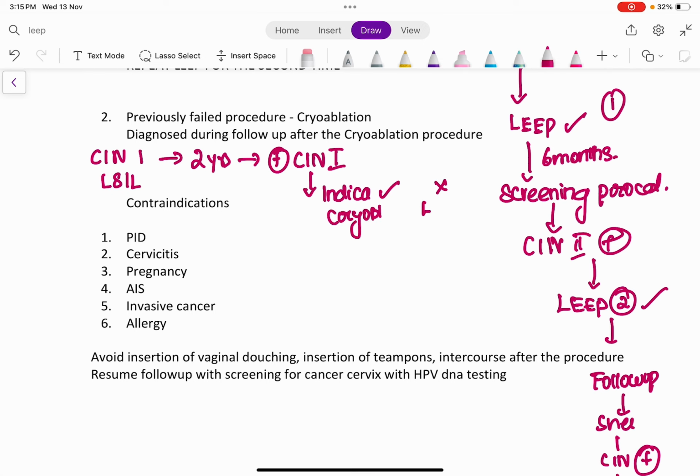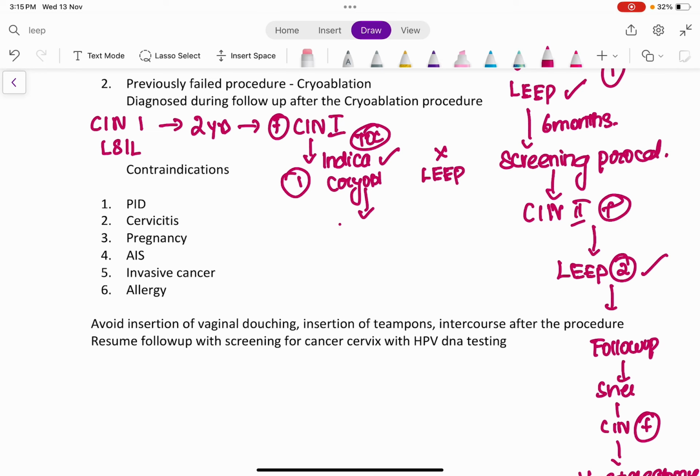So I have done cryoablation for the first time. Now the patient is coming for follow-up after a few months, and I'm going to screen the patient. While screening, I came to know that the cervical intraepithelial neoplasia type 1 is still persistent. Now, what can you do? Are you going to repeat this procedure? No, you should not repeat the cryoablation a second time.